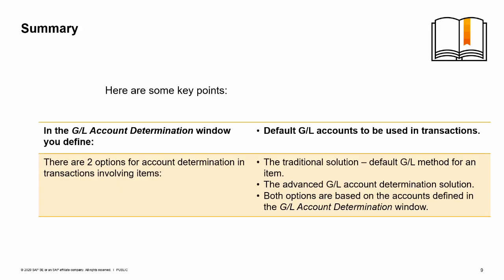In the GL account determination window, you define the default GL accounts to be used in transactions. There are two options for account determination in transactions involving items: the traditional solution of setting a default GL method for an item or the advanced GL account determination solution. Both options are based on the accounts defined in the GL account determination window.